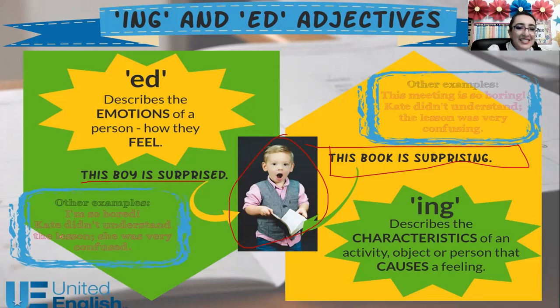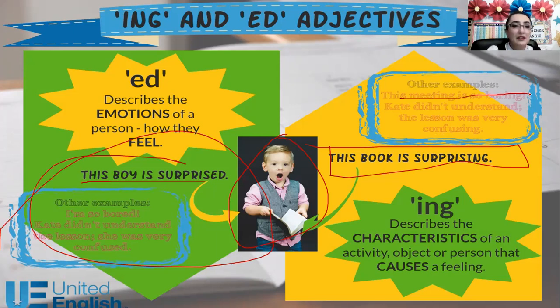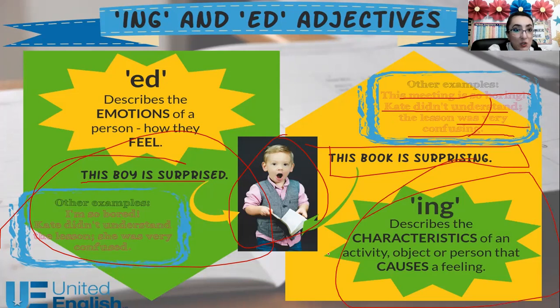Other examples. I'm so bored. Kate didn't understand the lesson. She was very confused. Kate no entendió la clase, estaba muy confundida. This meeting is so boring. Kate didn't understand the lesson. The lesson was very confusing. Esta junta es muy aburrida. Kate didn't understand the lesson. It was very confusing. Kate no entendió la clase, la lección. Era muy confusa.